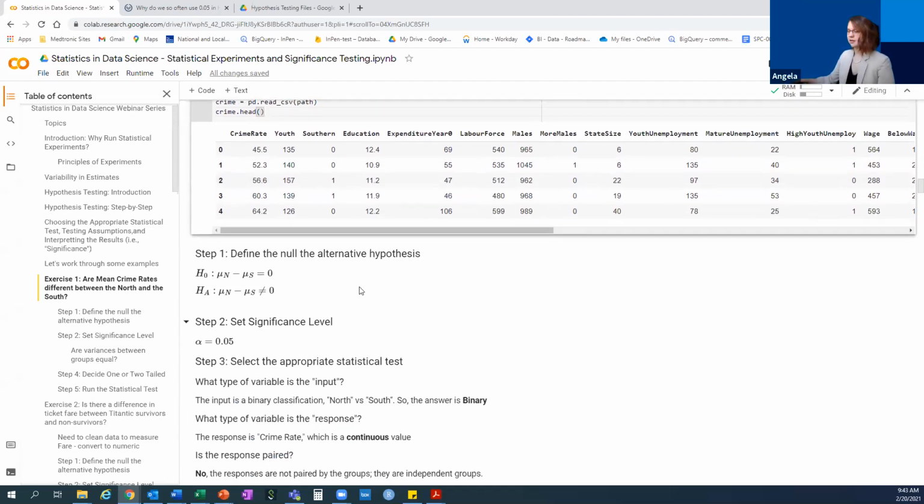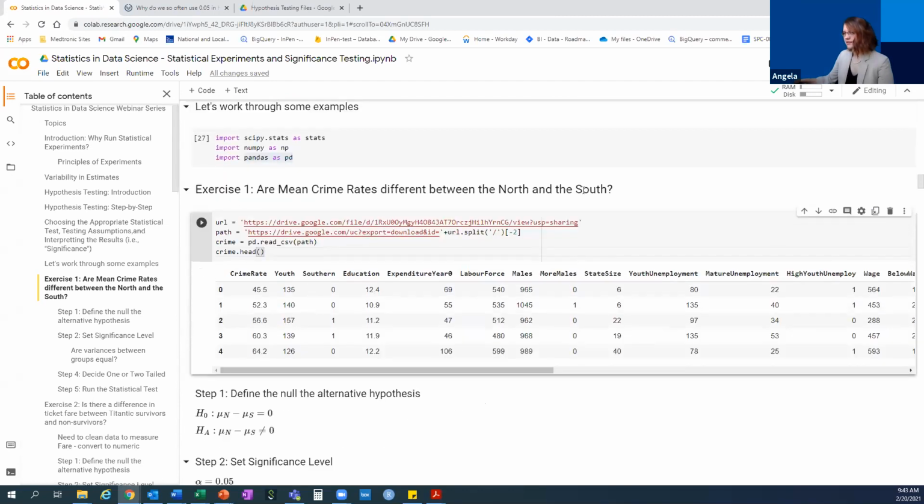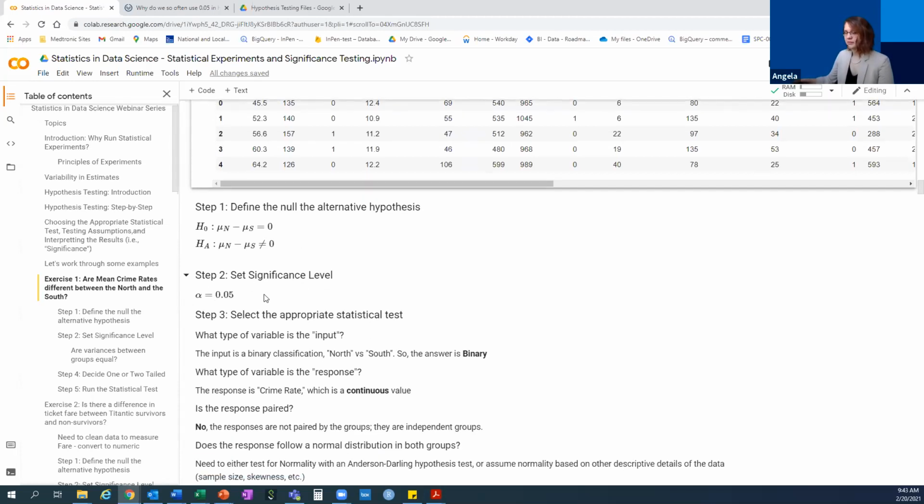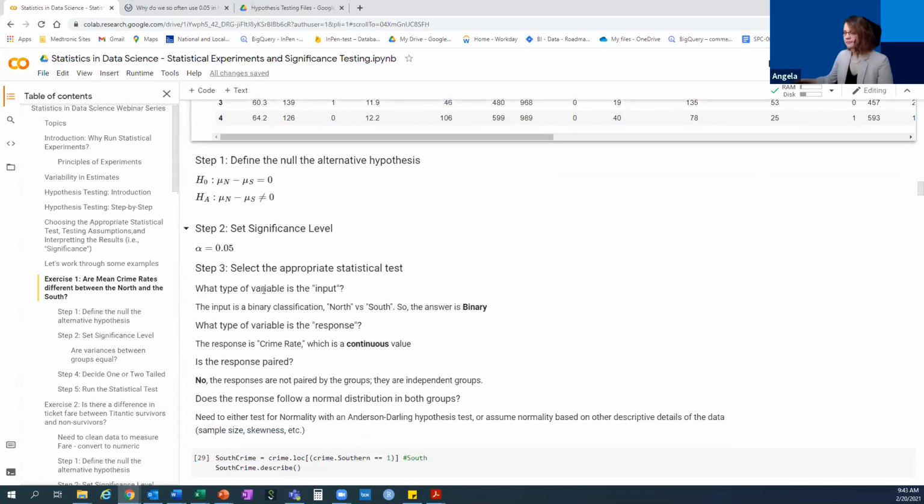So let's go through our steps. Step 1 is to define the null and alternative hypothesis. So the question was, is there a difference? So I'm going to say, is the difference between the North and the South, difference in crime rate, which is mu, is the population mean crime rate for the North different than the population mean crime rate for the South? The null is that there is no difference, or the difference is 0. The alternative is that there is a difference, and that it is not 0. We'll use our common alpha of 0.05 significance level.